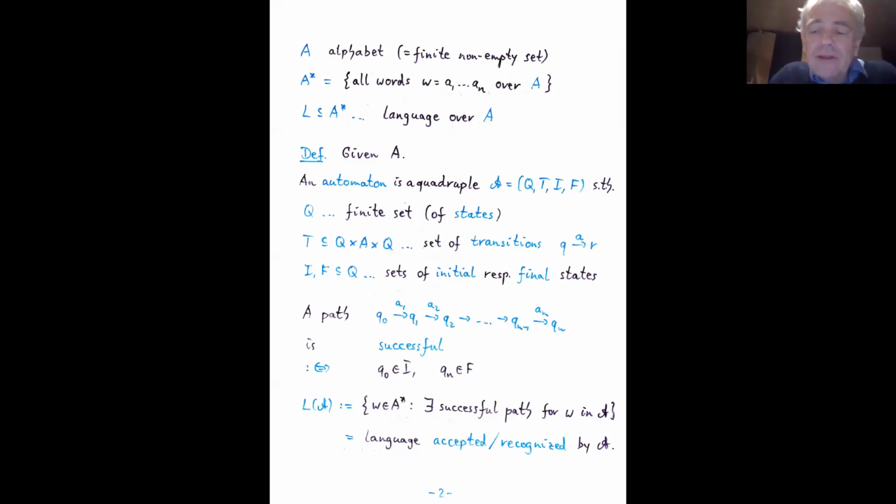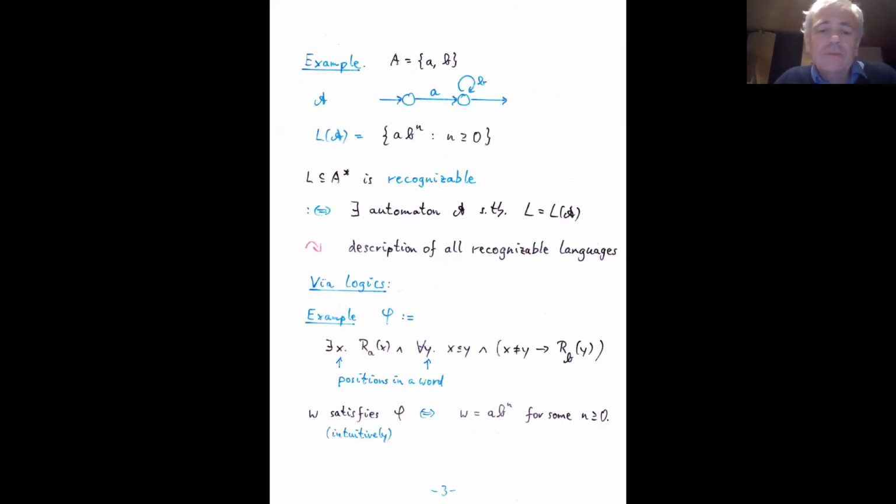And a path is a sequence of transitions which fit together, q0, a1, q1, and so on, leading to qn. And it's called successful if it starts in an initial state, so q0 is in I, and it ends in a final state, qn is in F. And then the language accepted by A, L of A, is the set of all words for which there is a successful path for the word in this automaton.